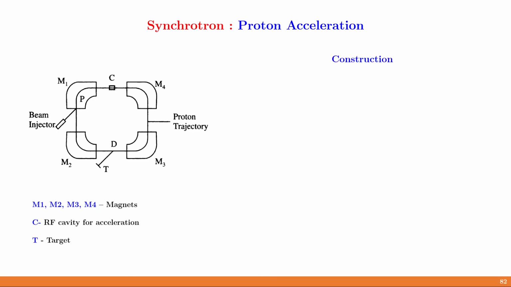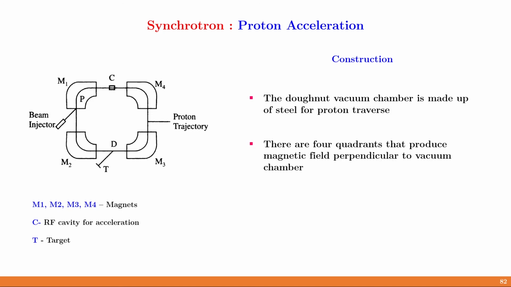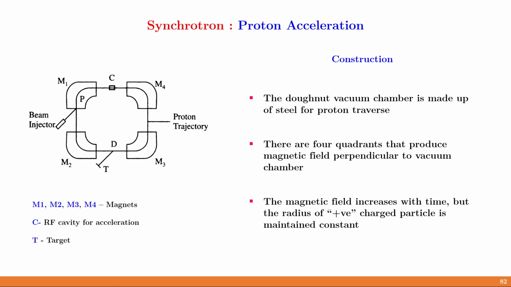The construction. The donut vacuum chamber of the proton synchrotron is made up of steel. There are 4 quadrants that produce a magnetic field perpendicular to the vacuum chamber. The magnetic field increases with time, but the radius of the positively charged particle's orbit is maintained constant.